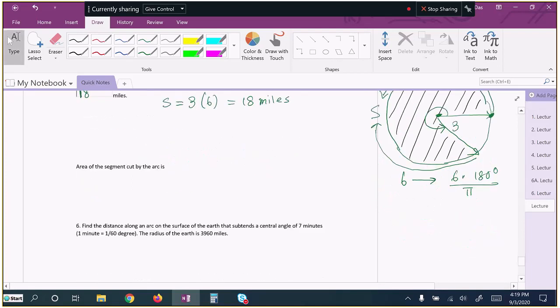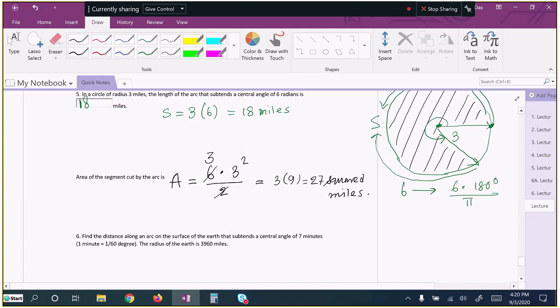So now we say for the area, let's call it A. That will be theta is 6 radians again times r squared, which is 3 squared over 2. So you can cancel this 2 with this 6 and get a 3. So it's 3 times 3 squared is 9, which is 27. Remember, this is the area, so we will say squared miles. That will be the unit of the area. And that will answer my question.